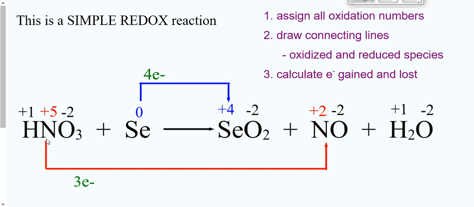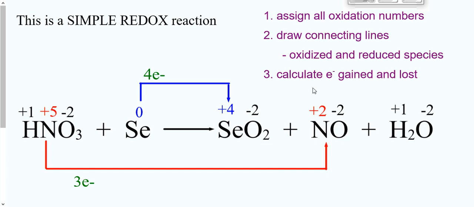Nitrogen was the other species that changed in oxidation number. It started at +5 and went down to an oxidation number of +2. So this is an example of a species where we saw the oxidation number go down, and that means it was reduced, and to go from 5 down to 2, that means it's gained 3 electrons. So that was our third step, to calculate the electrons gained and lost. It's really important that we draw these connecting lines and figure out the electrons gained and lost because it's going to be the starting point for everything we do.